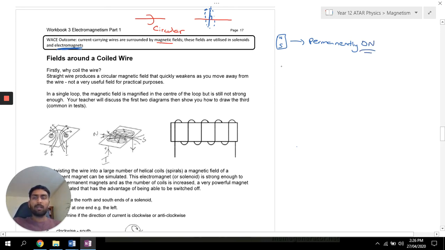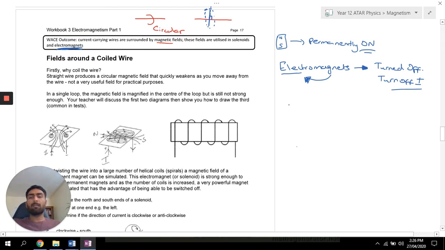However, electromagnets use this ability of a current carrying wire to create a magnetic field, but these can be turned off when we want them, because we just turn off the current. You just turn off the current to turn off the magnetic field. So electromagnets are magnets which use the flow of charges or electricity to create that magnetic field.